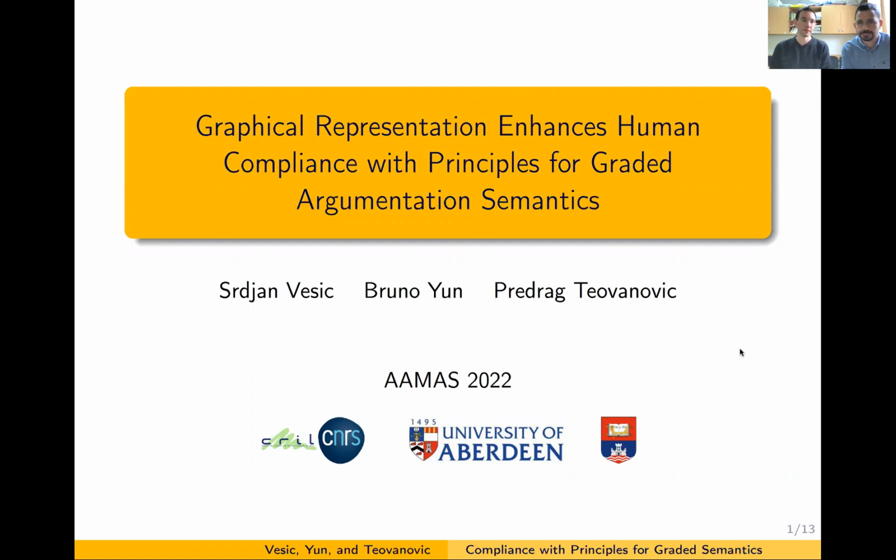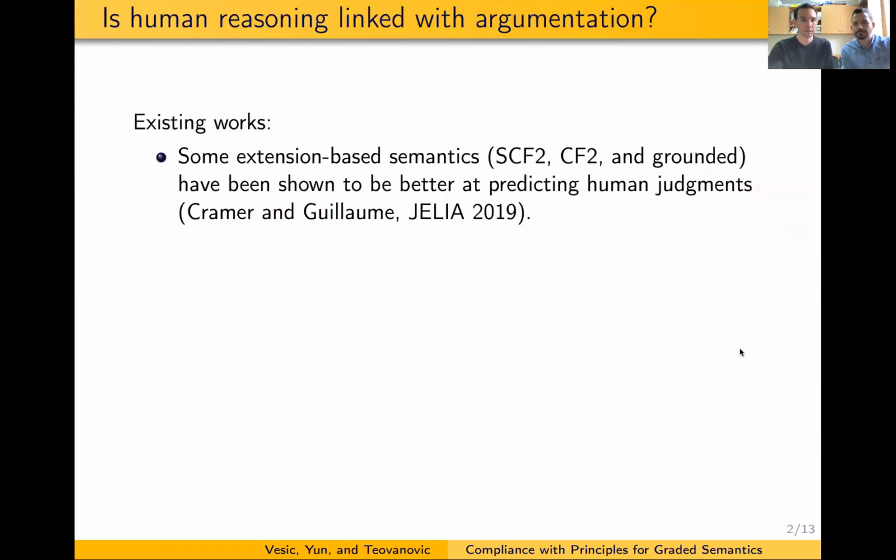The topic of our work is how graphical representation of arguments and attacks between them impacts human subjects in reasoning, and in particular in compliance with principles from the area of graded argumentation semantics. Let us just very briefly mention some related work.